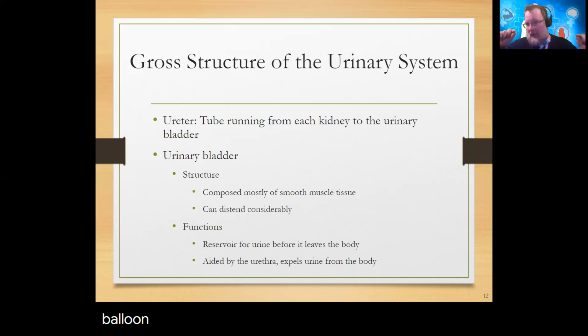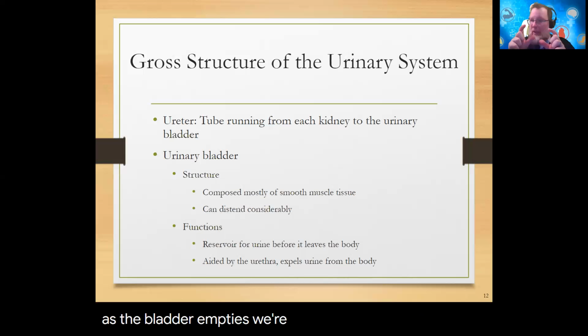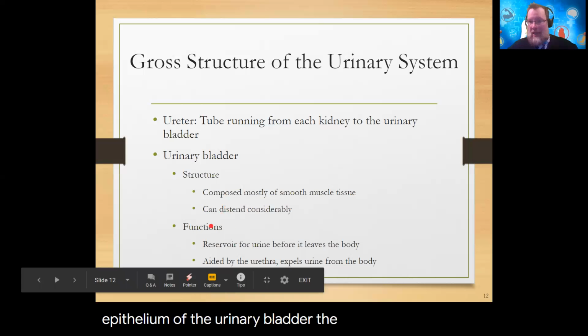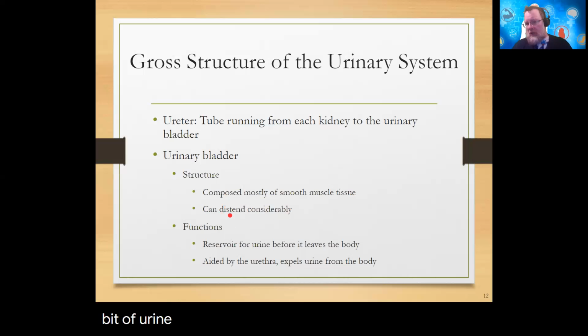The thickness of the epithelial lining is going to thin out as the bladder distends. As the bladder empties, we're going to see the layers get thicker. So they transition or change. So anyway, that's the epithelium of the urinary bladder. And it can distend or stretch considerably. We know that it can fill quite a bit with urine. The urge to urinate comes from that bladder stretching.